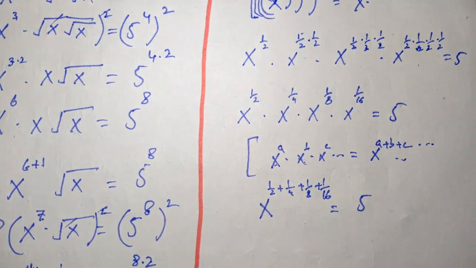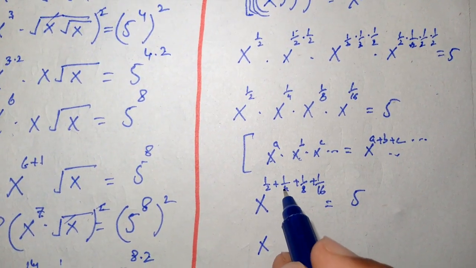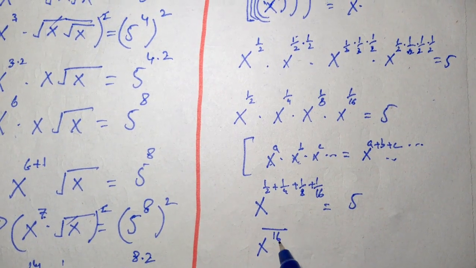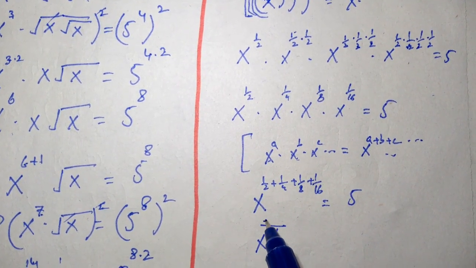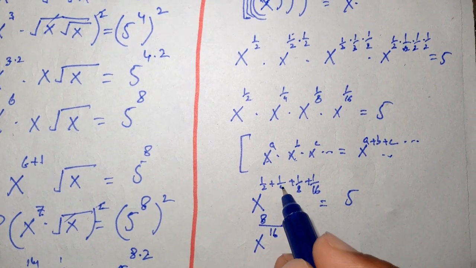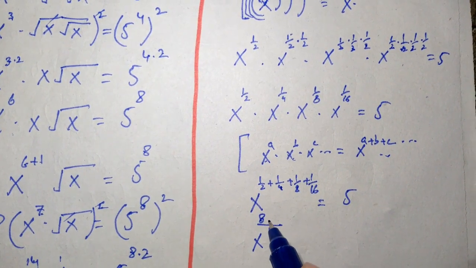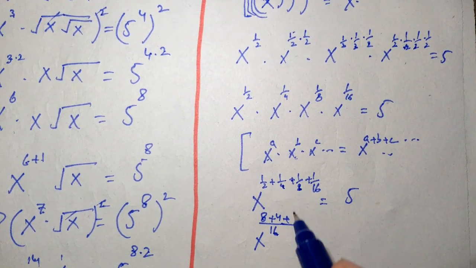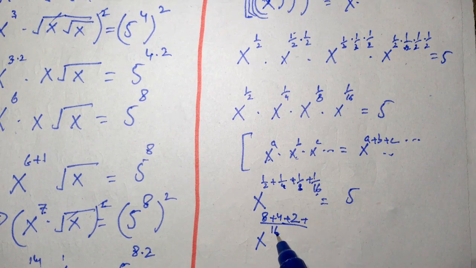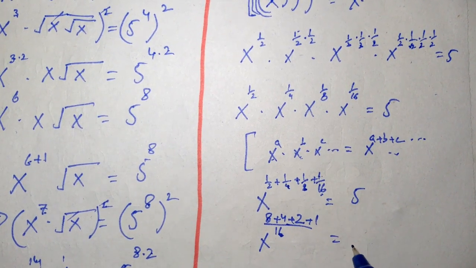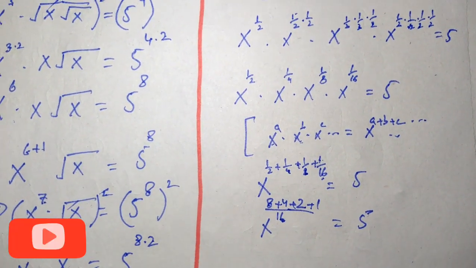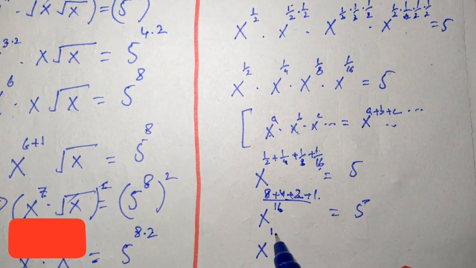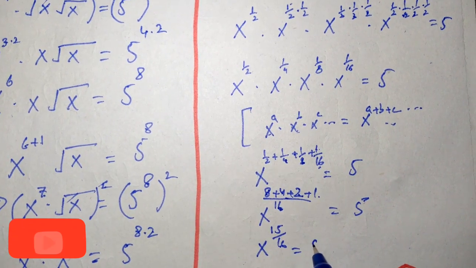Now we have to take the LCM of the denominators of the powers and then add them. So their LCM is 16. 16 divided by 2 is equal to 8, so here is 8. 16 divided by 4 multiplied by 1 is equal to 4, plus 16 divided by 8 is equal to 2, 2 times 1 is equal to 2, plus 16 divided by 16 is equal to 1, 1 times 1 is equal to 1, is equal to 5. Now x to the power of 8 plus 4 is equal to 12, 13, 14 and 15. 15 over 16 is equal to 5.